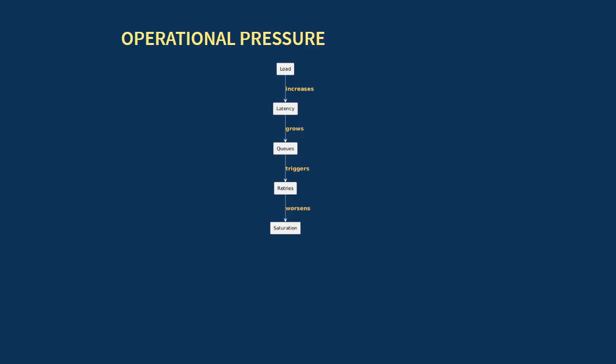Now that we have named the assumption, watch the pressure chain. Load increases latency. Latency grows queues. Queues trigger retries, and retries can drive saturation. Why does one slow step spread through the whole workflow? Because pressure changes the system behavior, not just the response time. In a stateful concurrent design, one bottleneck can ripple outward and change ordering, backlog, and recovery.